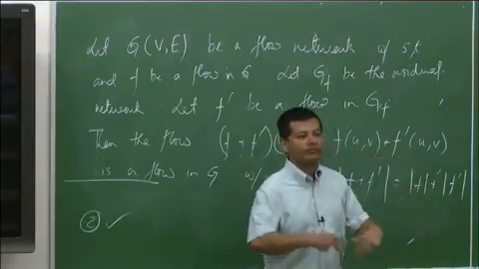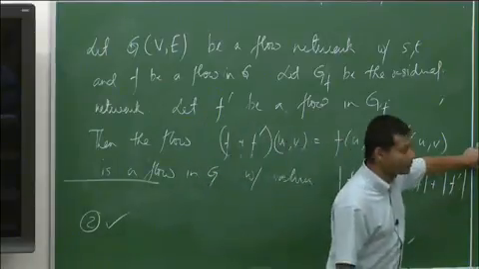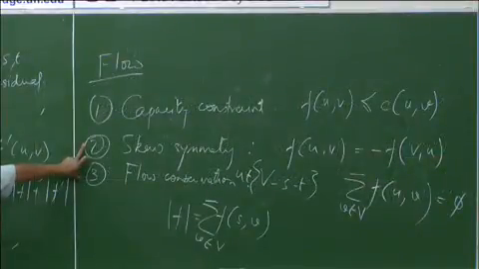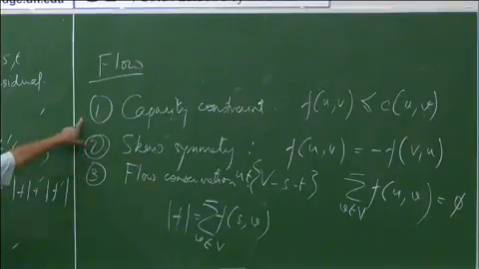You sum them up, you cannot get anything other than a 0. Mind you, these two things have nothing to do with capacities. Capacity does not play a role in these two things. These are the definitions that we have to have things working for us. Only thing we need to show is one.